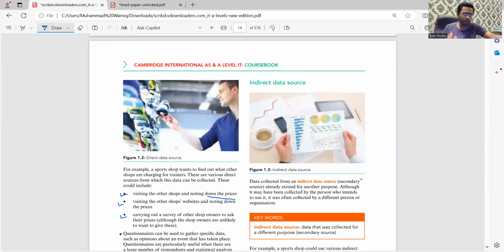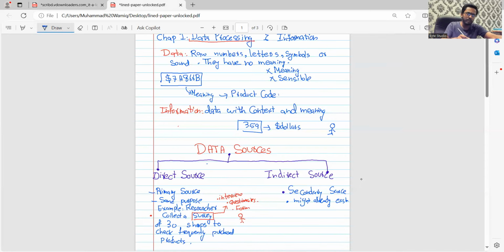So one thing should be clear right here. The data that you are working on can come from any other organization, or that data could even have been collected for any other purpose as well.